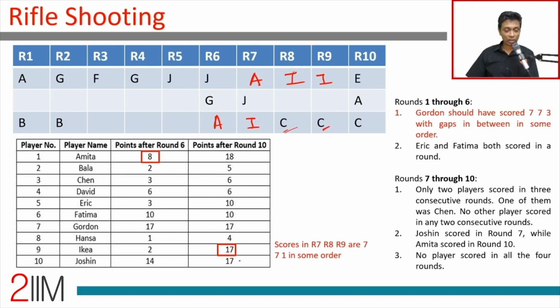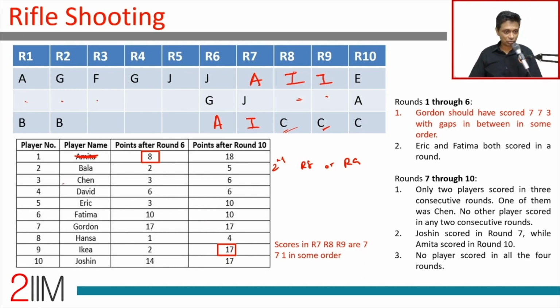Now we can consolidate. The 7 rows are completely filled. Amita scored 8 points after the first 6 rounds. Yeah, that's accounted for. 18 totally. That's also accounted for. Amita is totally accounted for. Bala scored 2 points after round 6 and then 5. So in R7, R8, R9, R10, Bala has got second in R8 or R9. Chen has got CCC. And in the first 3 rounds, he should have 1 second place position.